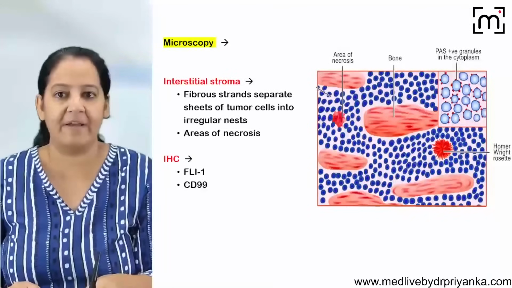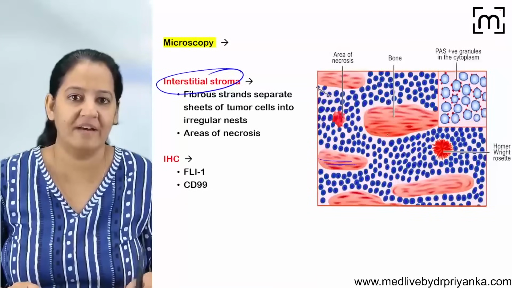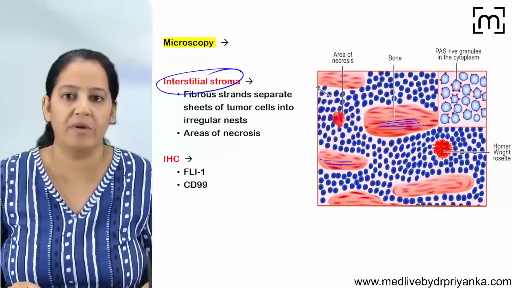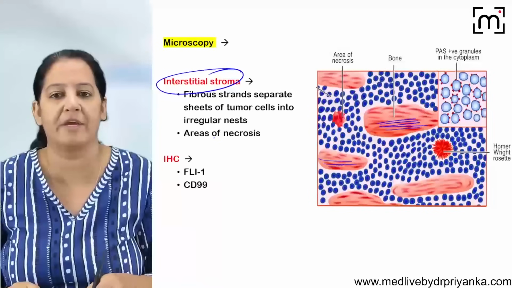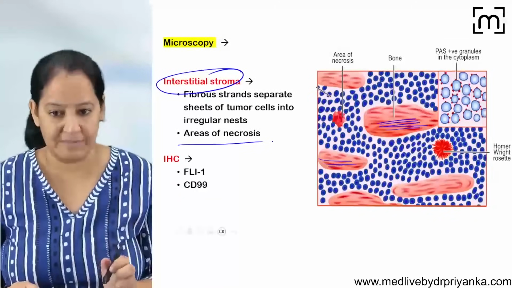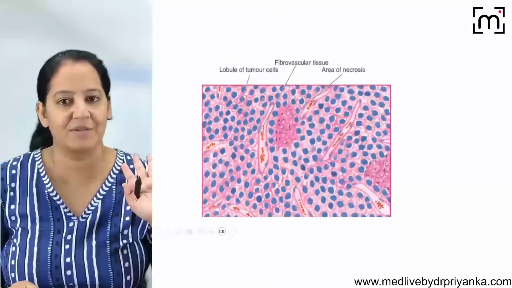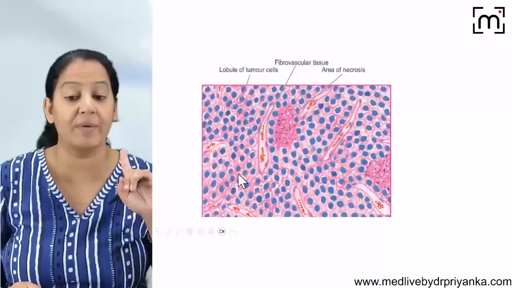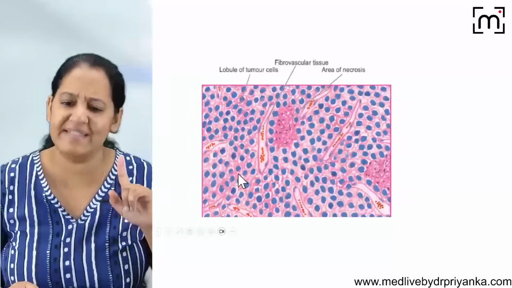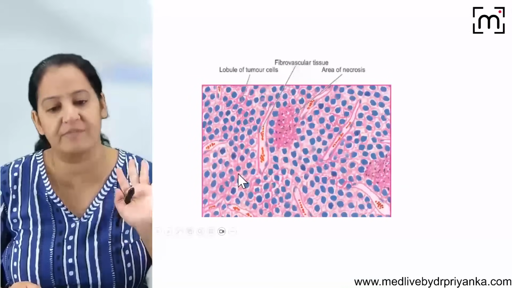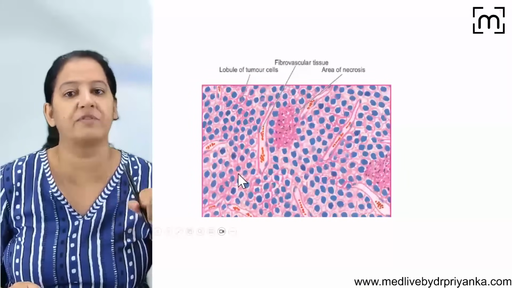And see the background. The background is having the fibrous septa. It can have the bone, because it is a tumor of bone. So you can see the pieces of the bone, the bony trabeculae. Areas of necrosis are there, which are not visible here. IHC, you can apply FLI1 and CD99, which are specific IHC for this tumor. So you can appreciate the tumor cells which are looking like lymphocytes. They are small, uniform, having high mitotic activity, scanty cytoplasm, salt and pepper appearance of the nucleus, and arrangement in the form of rosettes.